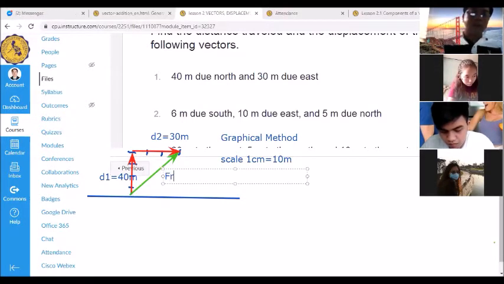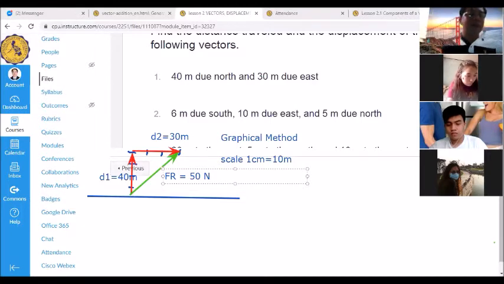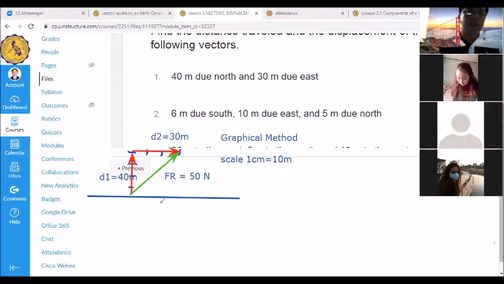If you use your ruler and protractor, eventually you'll end up with a value that is 15 newtons. Do you agree? Am I right there? Yes, sir, that's 15 newtons because there will be 5 segments on the side. So 5 segments times 10 is 50.